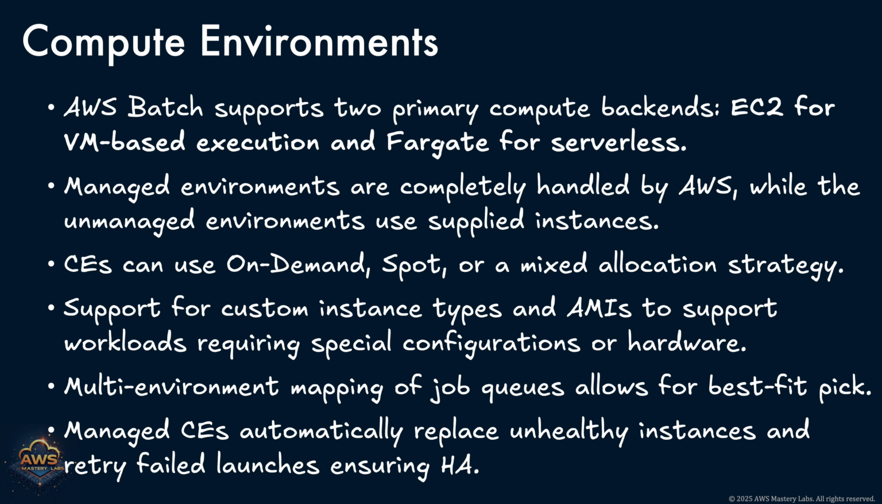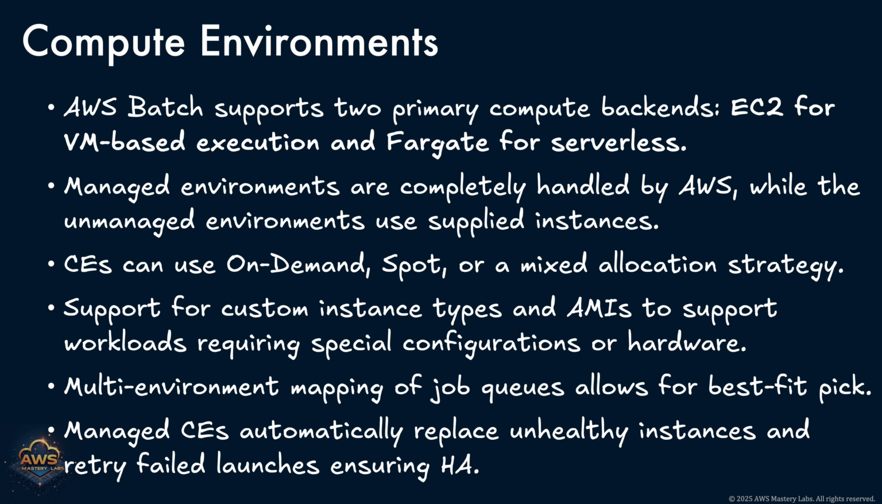AWS Batch supports both managed and unmanaged compute environments. In a managed environment, AWS takes care of provisioning and scaling EC2 instances based on your job demand. With unmanaged environments, you can bring your own EC2 instances and register them manually, giving you full control over patching, software, and system settings. You can define minimum, desired, and maximum vCPUs for each compute environment. AWS Batch uses these thresholds to scale resources dynamically as jobs enter and leave the queue. This elasticity means you only pay for the resources you actually use.